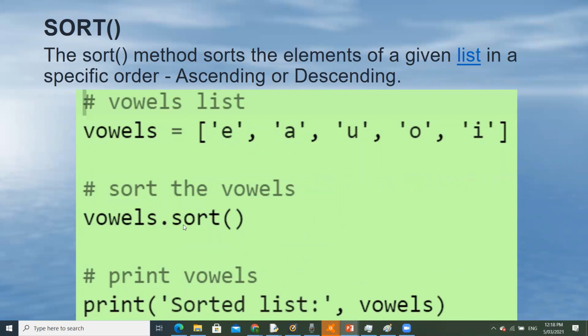Sorting. As I told you, you can very easily sort items. For example, here the items are given E, A, U, O, I, and I want to arrange them in ascending order. So I need to say vowels dot sort, and it will automatically do ascending for me. If it is descending, it will do ascending. If it is ascending, it will do reverse, if you are using sort.